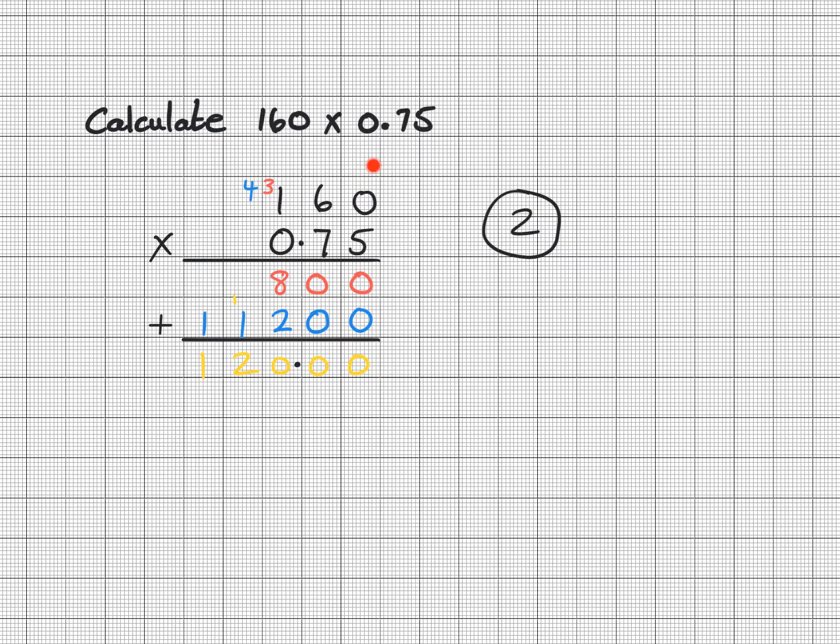Now, having a look at that whole sum over there, I can see I only have two decimal places, which is what this is over here, and therefore two decimal places in my answer, which is down here. I move my decimal 1, 2, and I put my decimal place in there, and if you got 120.00, you got it correct. Well done.